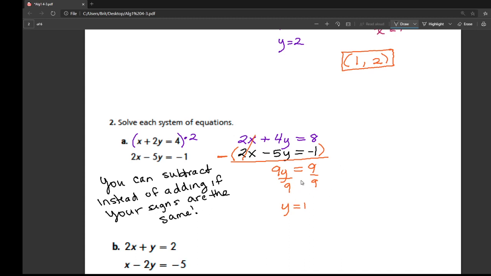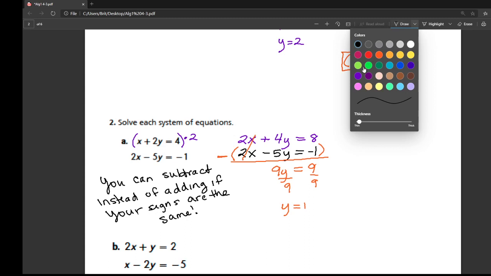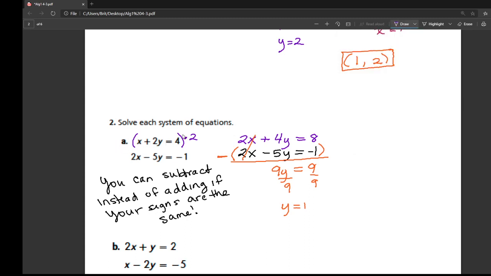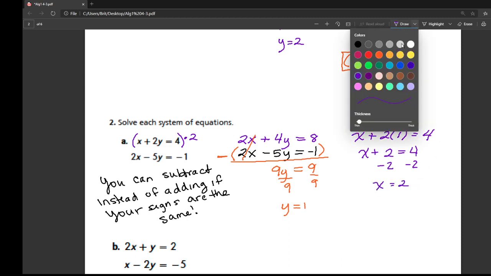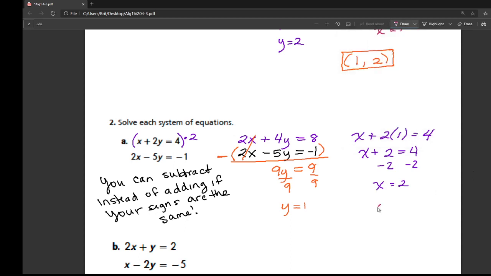Alright, so now that we found y, we can go and solve for x. I can use either the black equation or the purple equations. I'm going to go ahead and use the original purple equation just because it looks easier. So I have x plus 2 times y. My y was 1, so x plus 2 times 1 is equal to 4. So 2 times 1 is 2, and if I subtract that 2 from each side of the equation, I get that x is equal to 2. So my final solution here is the ordered pair 2, 1.